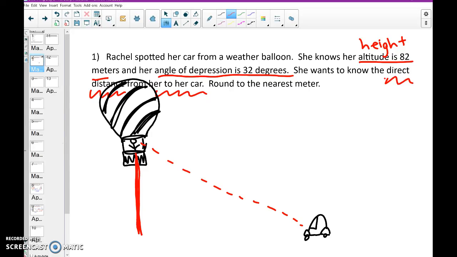Planes have it as well. It just means how high up in the air you are. So that one's pretty easy to label. That one's 82 meters. That one doesn't really surprise anybody. This angle of depression is where we usually get kind of messed up, though.